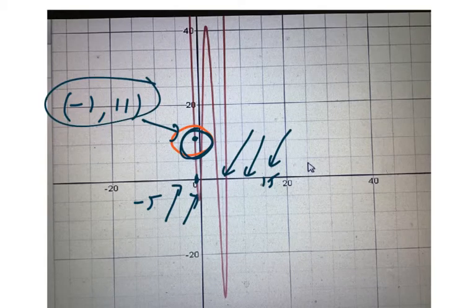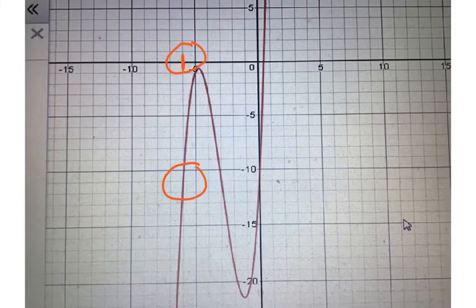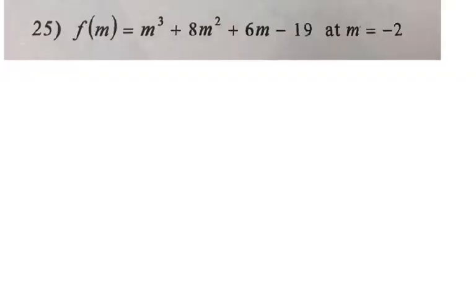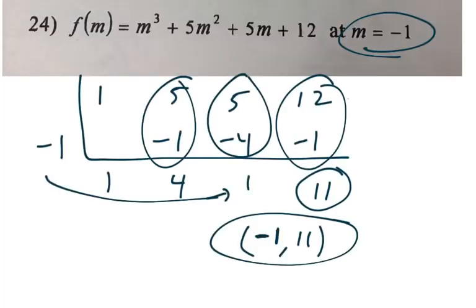Okay, pause the video if you need to. But I want you to understand that when we do all this algebra, plugging in, we're finding points that are on the actual function graph. Okay? So, let's keep going here. Number 25 is the next one, right? We just did 24, did we not?